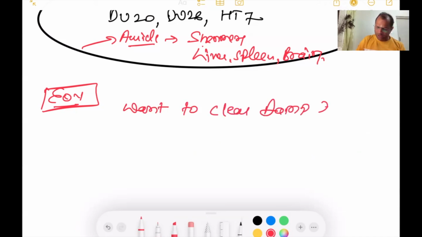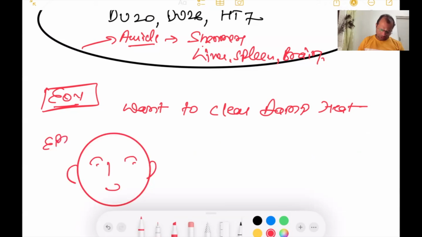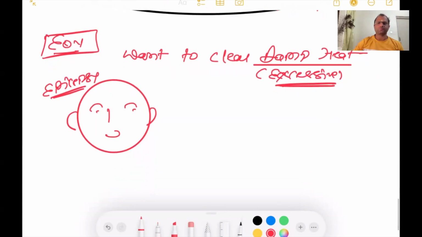अगर हमें डैम्प हीट को क्लियर करना है, राइट. So if we want to work on the brain, because we are talking about epilepsy. So we want to clear the damp heat. Damp heat is the condition which is excessive. ये एक excessive condition है. So we have to use gallbladder 41 and the triple warmer 5.